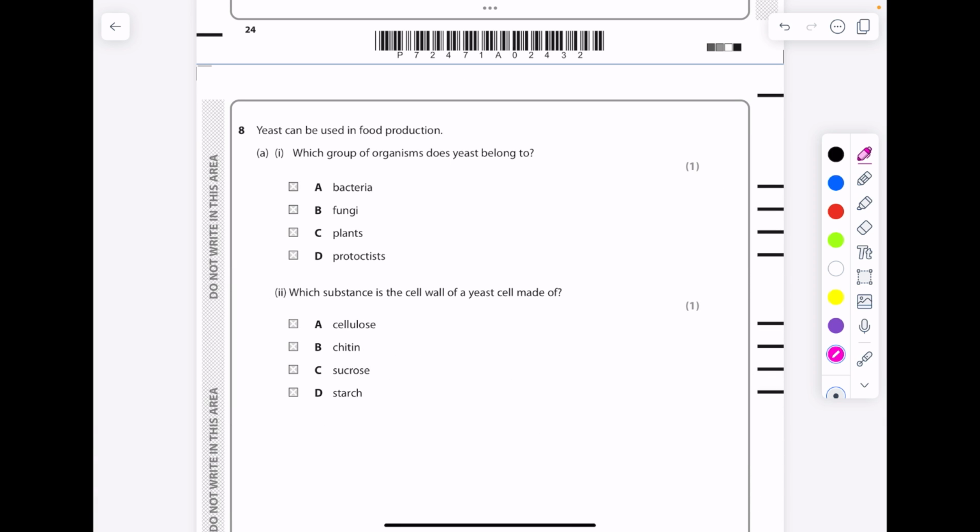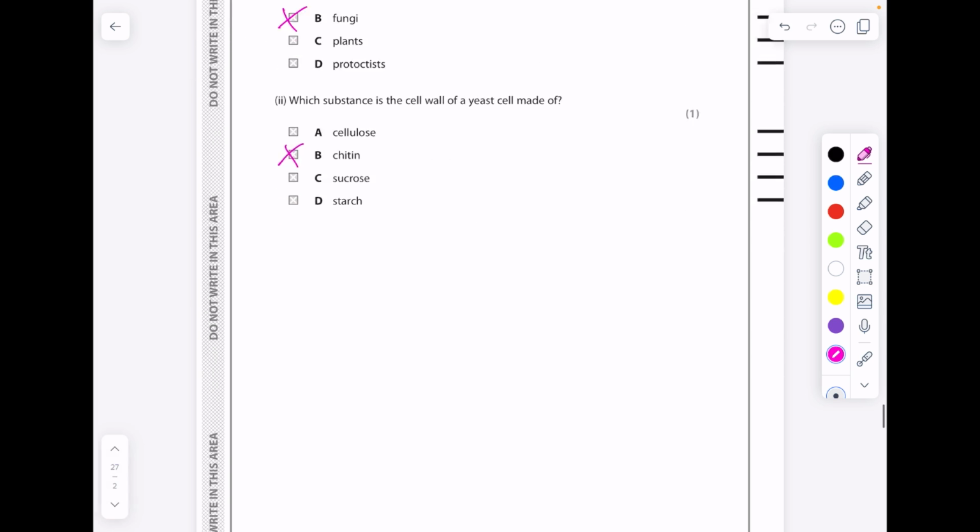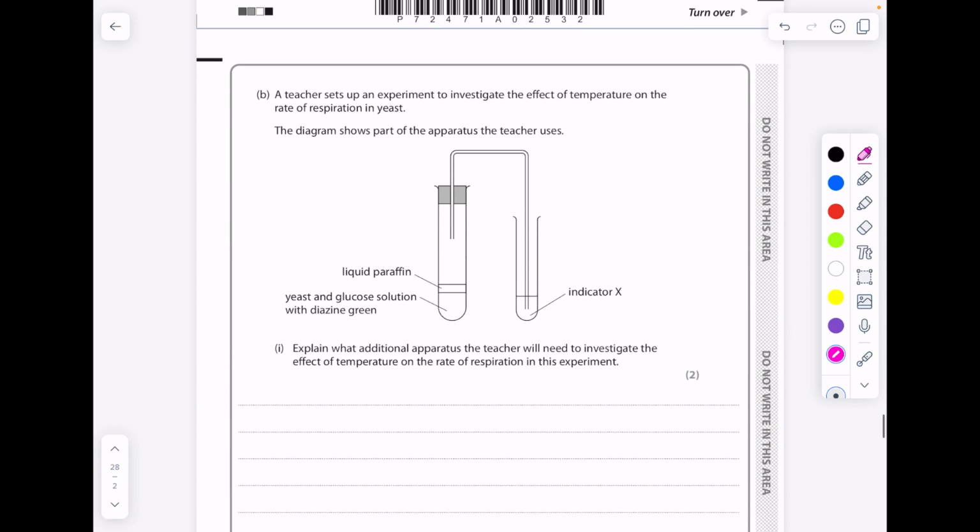Yeast can be used in food production. Which group of organism does yeast belong to? You must learn that. It's a type of fungi. Which substance is in the cell wall of a yeast? It is chitin. Cellulose, remember, is in plant cell walls.